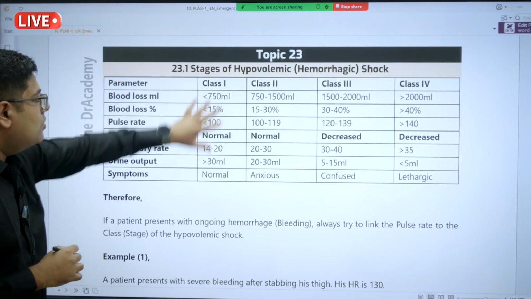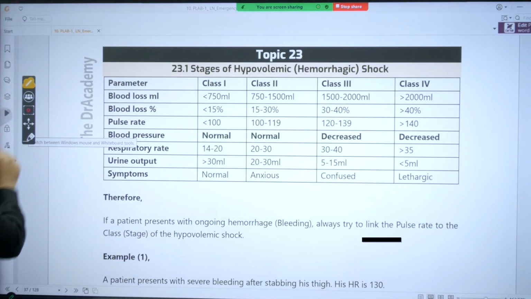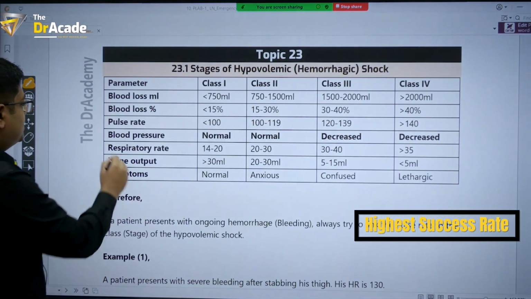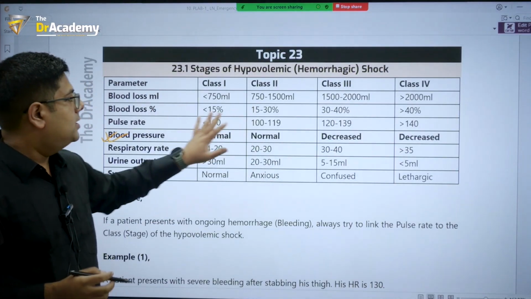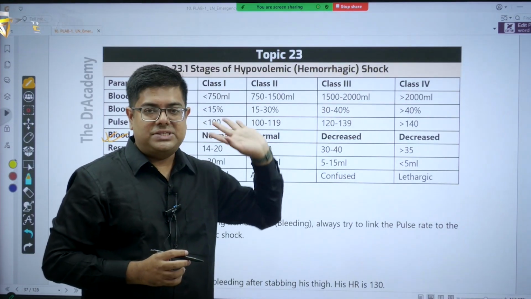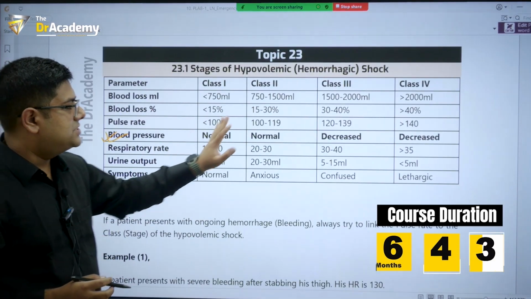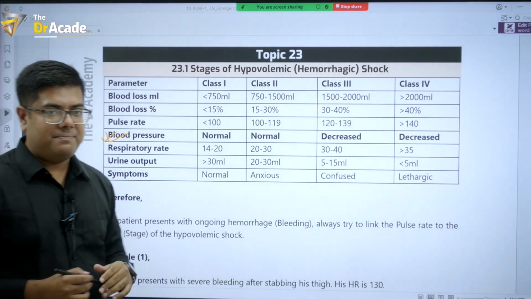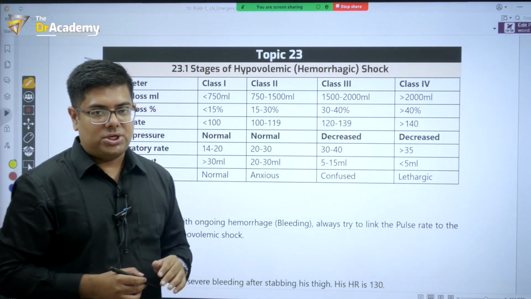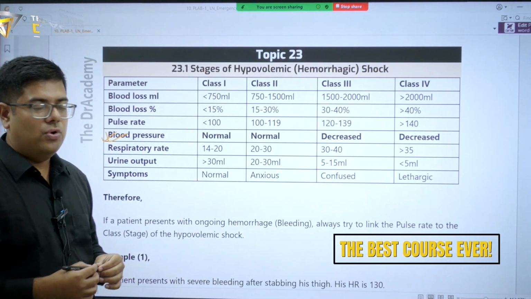How do we memorize? Shall we memorize the whole table? No. Let's see what we do. At first, look at the blood pressure. If the blood pressure is normal, you will omit class 3 and 4 directly. If the blood pressure is decreased, you will omit class 1 and 2. First of all, remember the blood pressure. Class 1 and 2, blood pressure normal. Blood pressure decreased, that means this will be class 3 or 4.